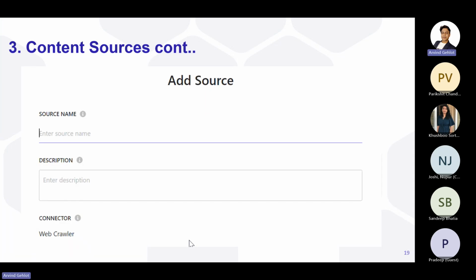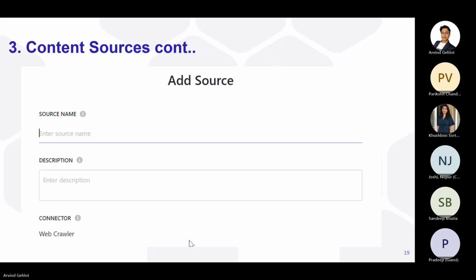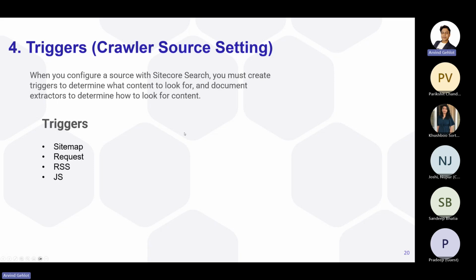After the configuration, we already covered the source name and description, which we need to add. And the crawlers or connectors we already discussed. Then next are the triggers. The next most important part is the trigger. When you configure a source with Sitecore search, you must create a trigger to determine what content to look for. And after that, we need to configure the document extractor to determine how to look for the content.